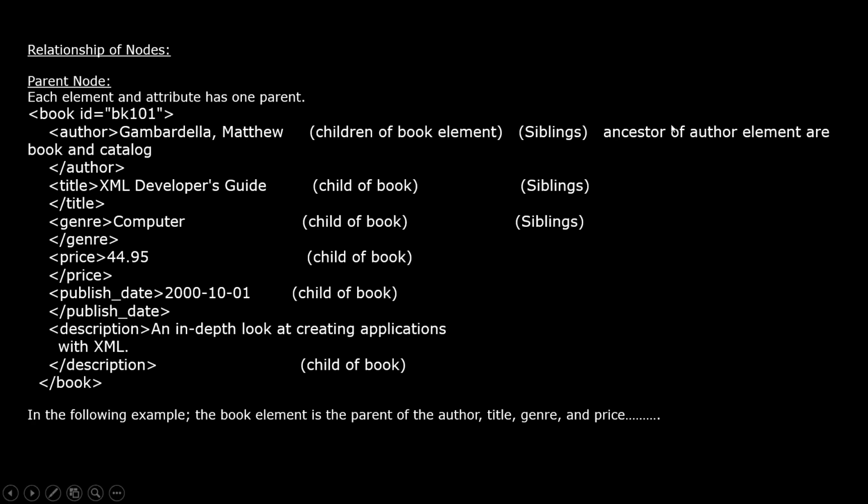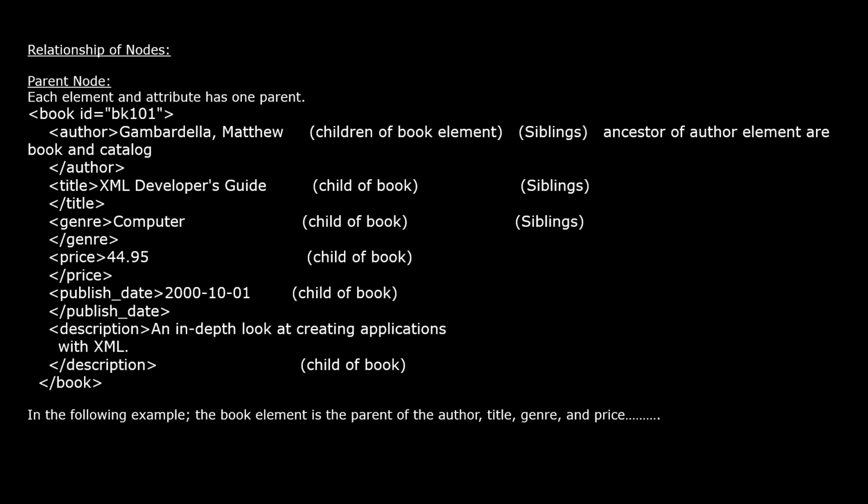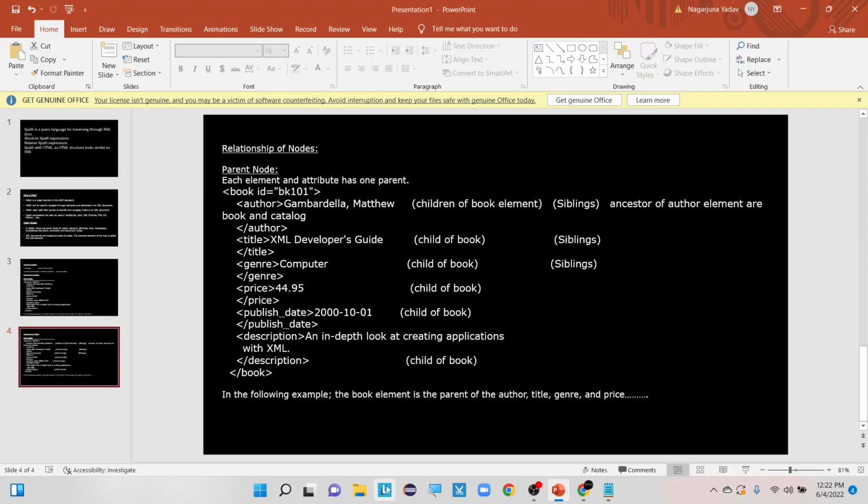Also, here are the ancestors of the author element. These are all the ancestors. Below that, title, genre, price and publish date are siblings. In the following example, the book element is the parent node of author, title, genre and price. Now let me go back to our description part.